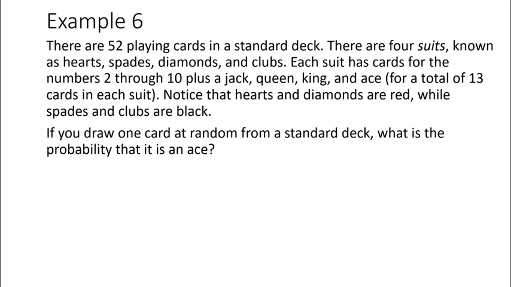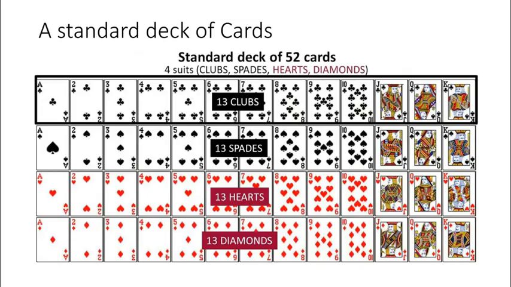Example 6. There are 52 playing cards in a standard deck. There are 4 suits known as hearts, spades, diamonds, and clubs. Each suit has cards for the numbers 2 through 10, plus a jack, queen, king, and ace, for a total of 13 cards in each suit. Notice on there that the hearts are red, the diamonds are red, clubs and spades are black.